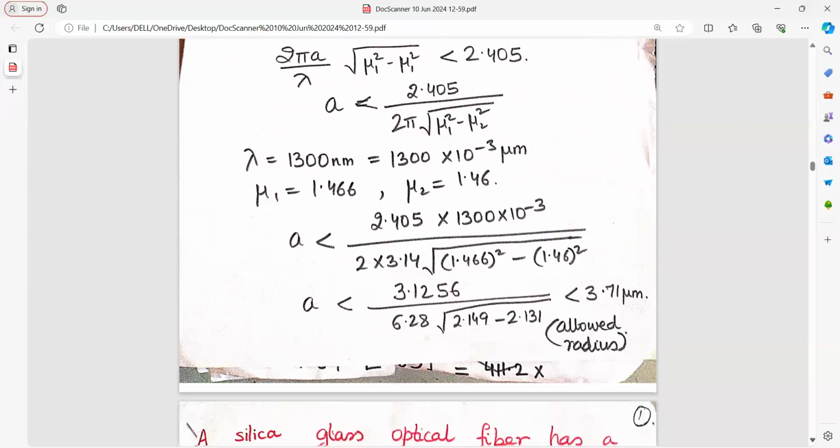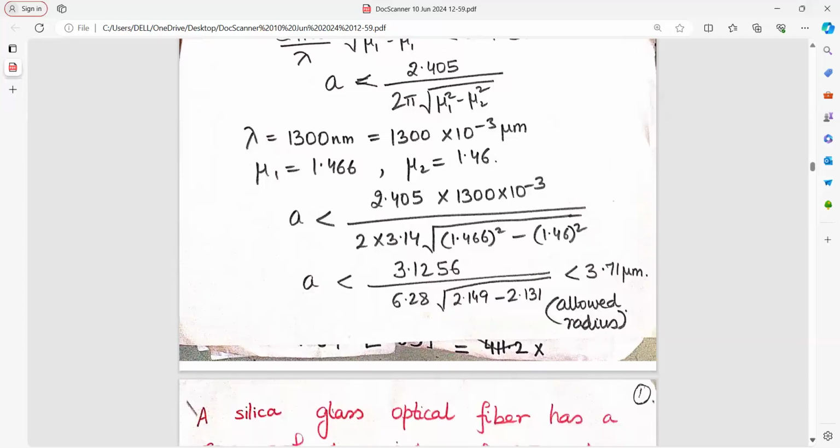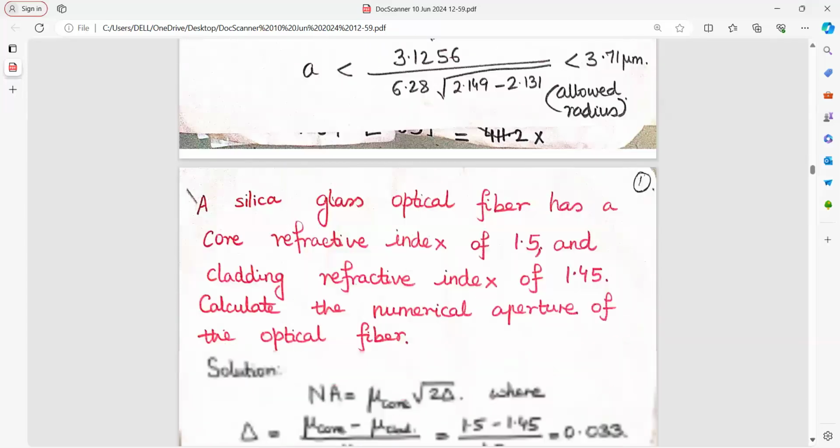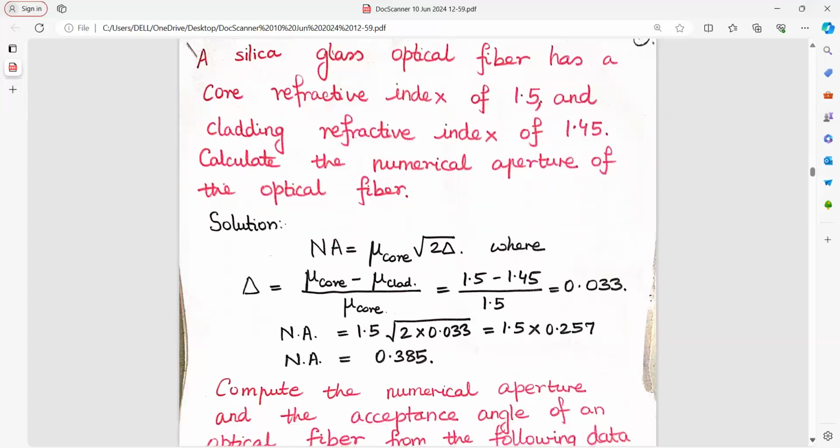3.71 micrometer. So this is the allowed radius. See, this is micro. So you can say it is the allowed radius. Silica glass optical fiber has a core refractive index of 1.5, cladding 1.45. Simple numerical aperture. Just put the formula, put the values, and you get the answer.